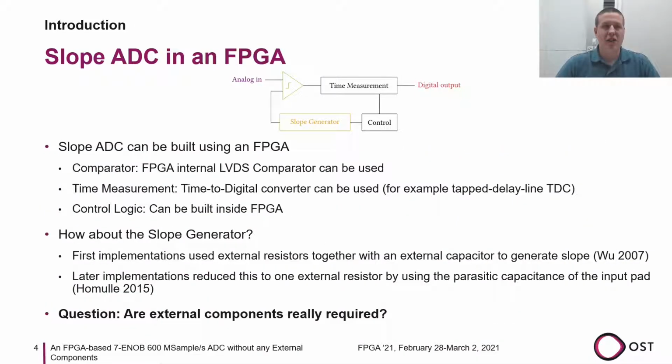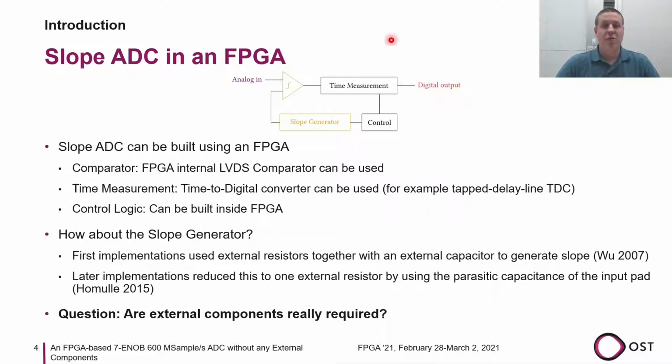But how can such an ADC be built in an FPGA? As comparator, an LVDS comparator can be used. These types of comparators are often found in the IOs of modern FPGAs. The time measurement can be done with a time-to-digital converter. This might be done using a tap delay line TDC, which can also be easily built in an FPGA. Also, it is no problem to build the control logic in an FPGA.